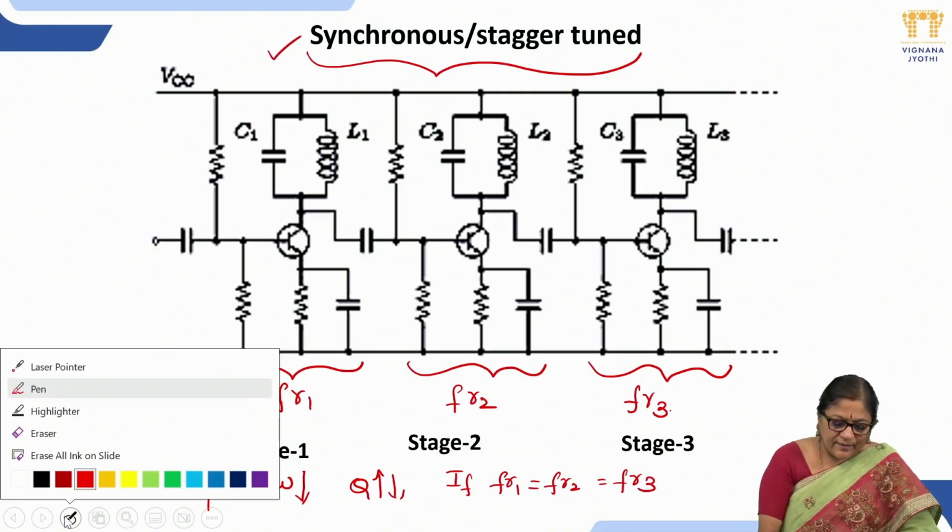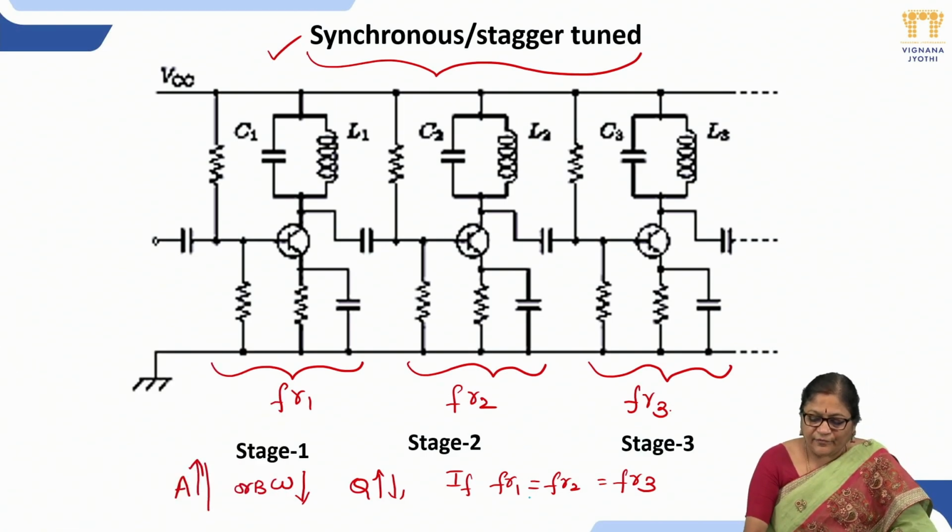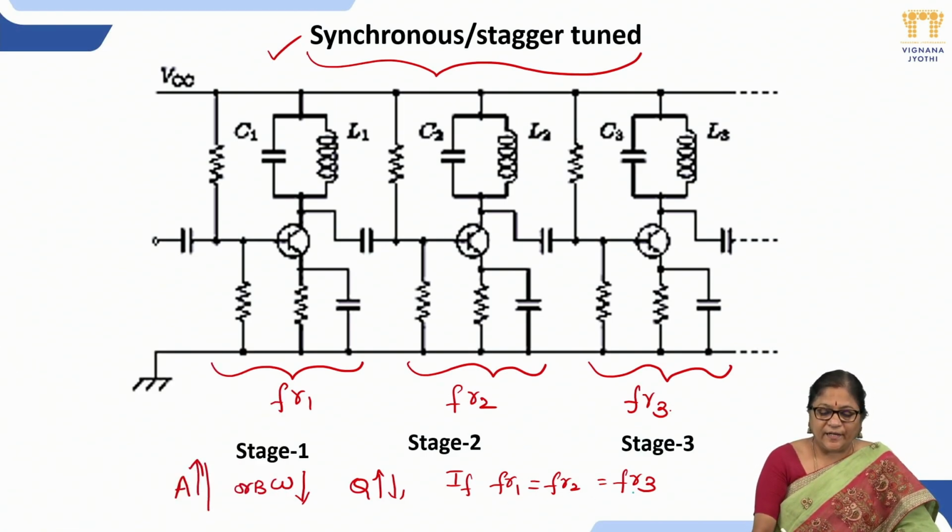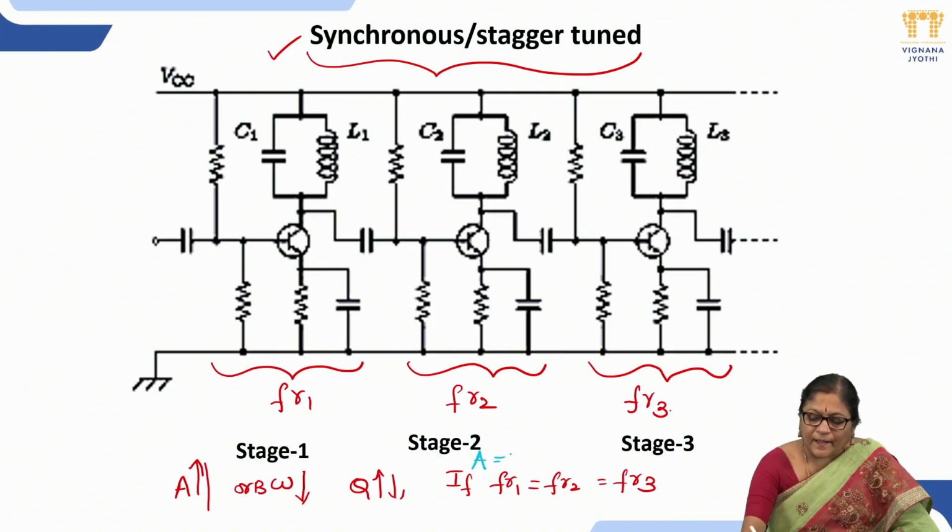Then what is the advantage of this one? If all the frequencies are the same, all the three stages or multi-stages are tuned to the same frequency, they look like similar stages. The overall gain for this case will be the product of the individual gains: first stage A1, second stage A2, third stage A3.